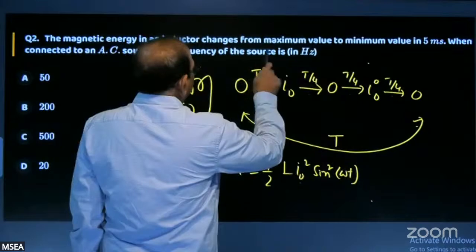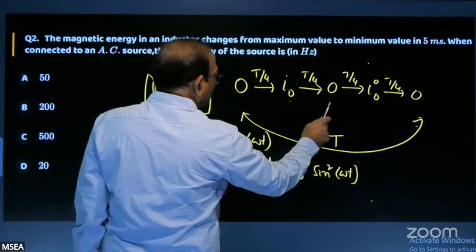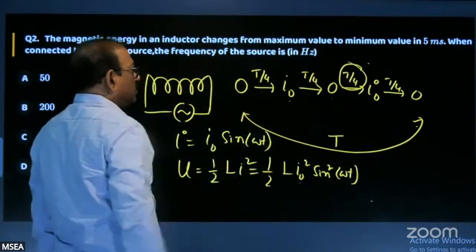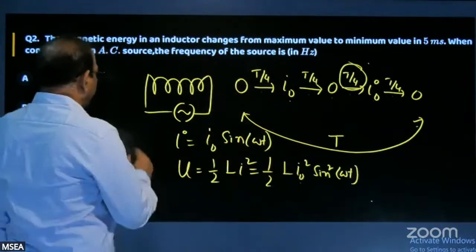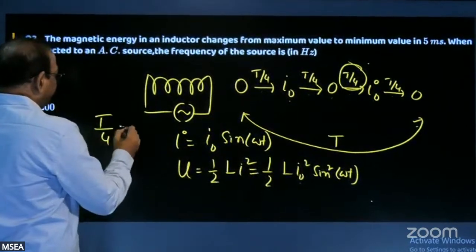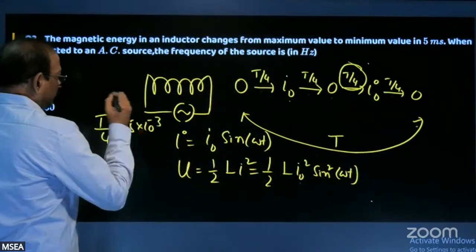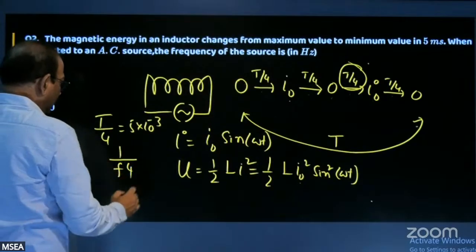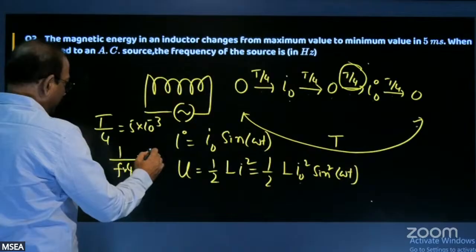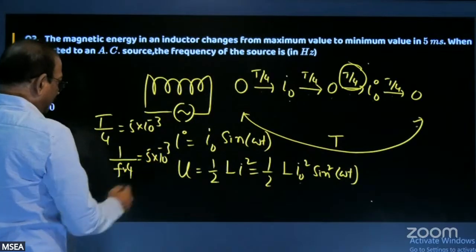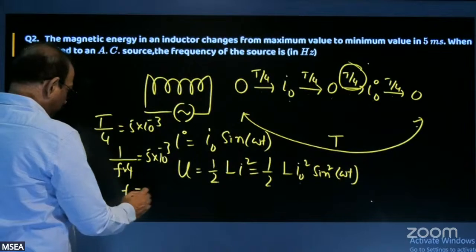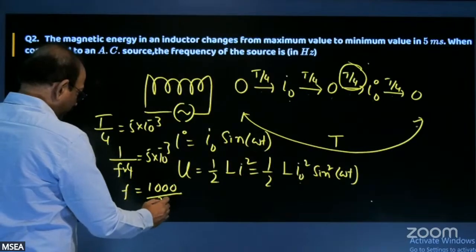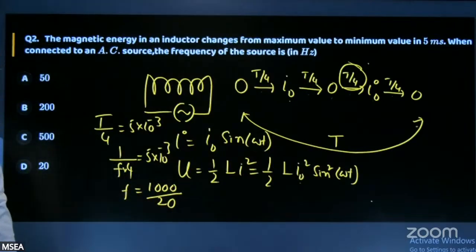Now, energy changes from maximum value to minimum value, or minimum to maximum. How much time does it take? T by 4. Current T by 4, energy also T by 4. So 5 millisecond is T by 4. But what is T? Reciprocal of frequency, T is 1 by F. The question is asking for frequency. Now find frequency from this. F equal to 1000 by 5 into 4, that is 50 hertz you'll get.